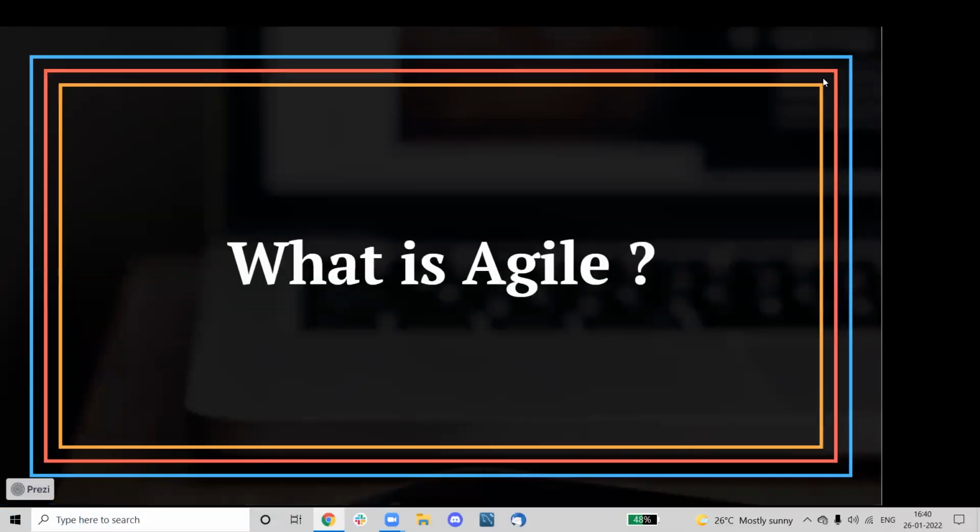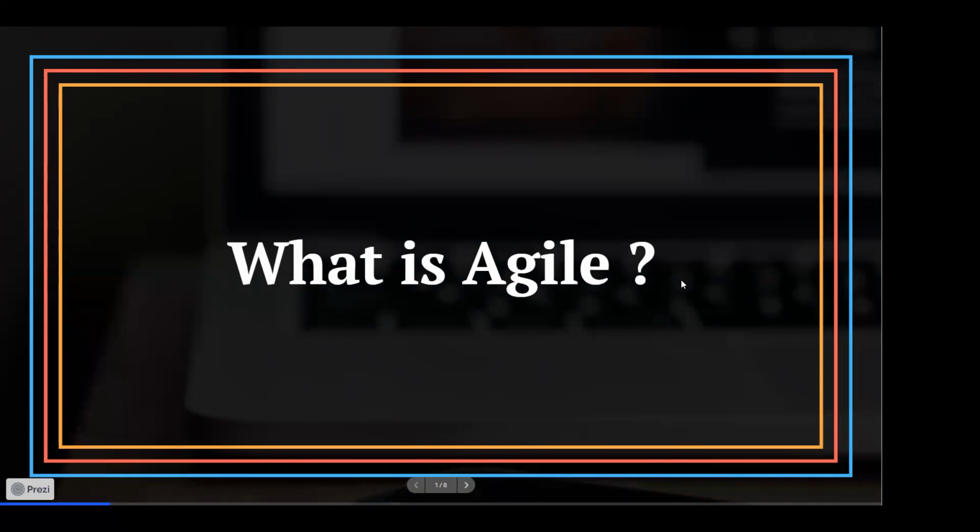In this session, we are going to learn about what is Agile model. Agile model is one of the software development life cycle models. What is Agile model? What is Agile testing? What is Agile methodology? What is Agile process? Don't get confused. These all are same. Let us learn about what is Agile methodology or Agile model.